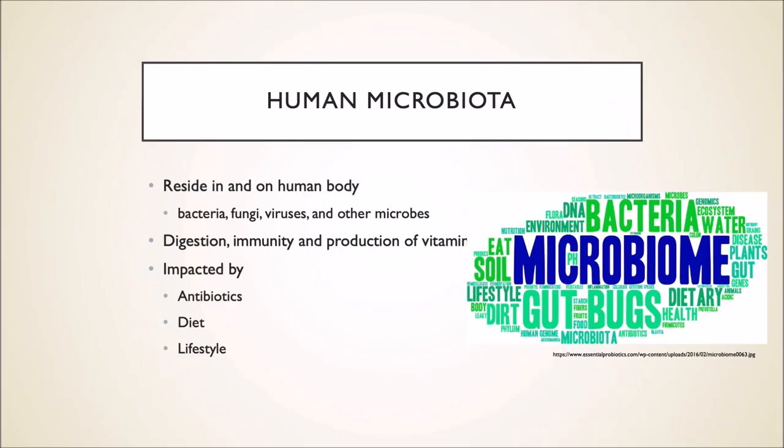Human microbiota. Human microbiota is the collection of microorganisms that reside in and on the human body. These trillions of microorganisms include bacteria, fungi, viruses, and other microbes. It plays a critical role in maintaining human health and body functions such as digestion, immunity, and metabolism, including the production of essential vitamins and nutrition.